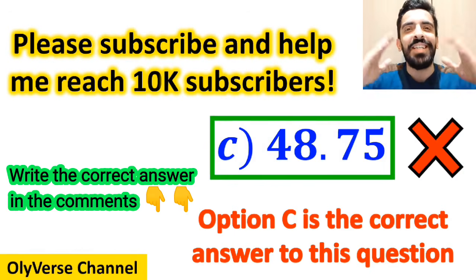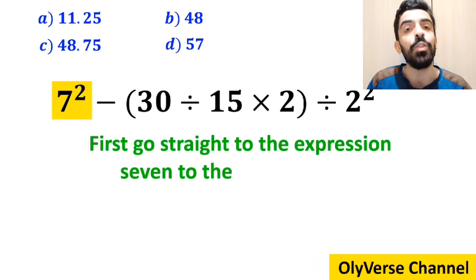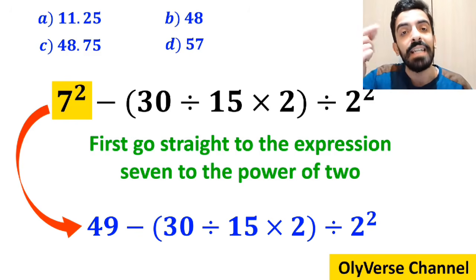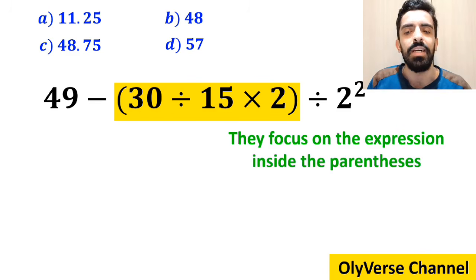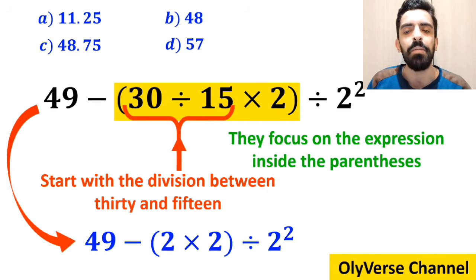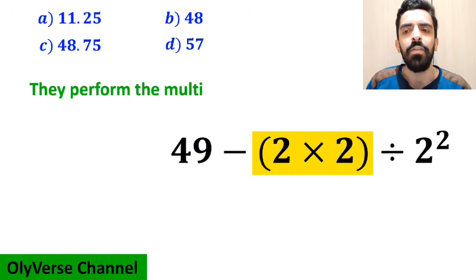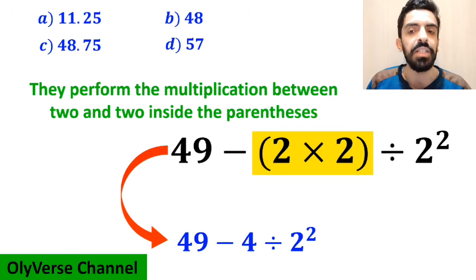However, that's definitely wrong. Also, some other people when solving this question first go to the expression 7 to the power of 2 and simplify to 49 minus 30 divided by 15 times 2 inside the parentheses, then divided by 2 squared. In the next step, they focus on the expression inside the parentheses and solve the division between 30 and 15. So, they simplify this expression to 49 minus 2 times 2 inside the parentheses, then divided by 2 squared.